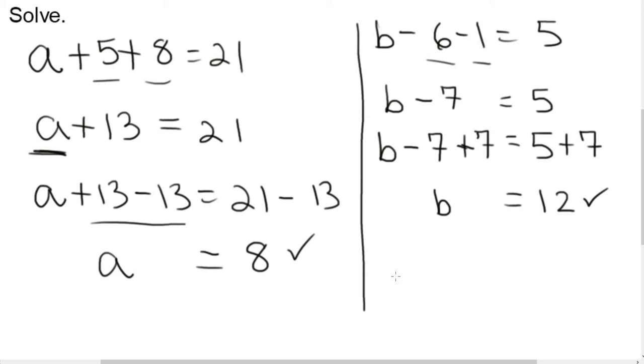12 minus 6, what we're saying is 12 minus 6 minus 1 is 5. 12 minus 6 is 6. 6 minus 1 is 5, so that does check out. One good thing is when you check your work, if you're able to check your work really quickly, you can be assured of your results.